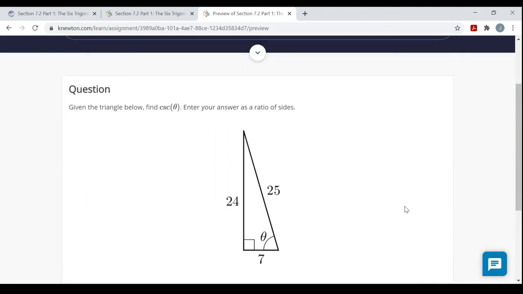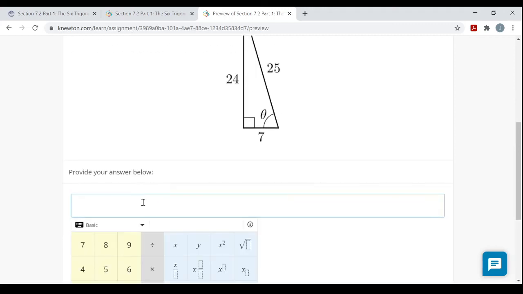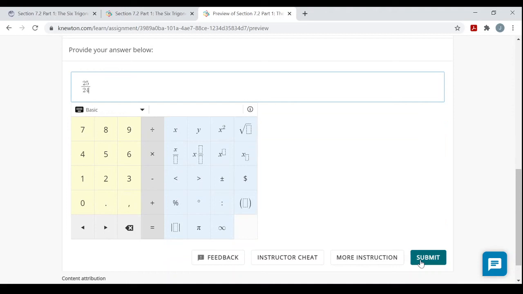Alright, yet another one. So this time, again, I'll just point it out with my cursor. We're asked to find the cosecant, CSC, cosecant of theta. This is the reciprocal of the sine. Remember, the sine of an angle is opposite over hypotenuse. So this is hypotenuse over opposite. So here's theta. The hypotenuse is 25 units long. The side opposite angle theta is 24 units long. So 25 over 24. Hypotenuse over opposite for cosecant, right? The reciprocal of sine.